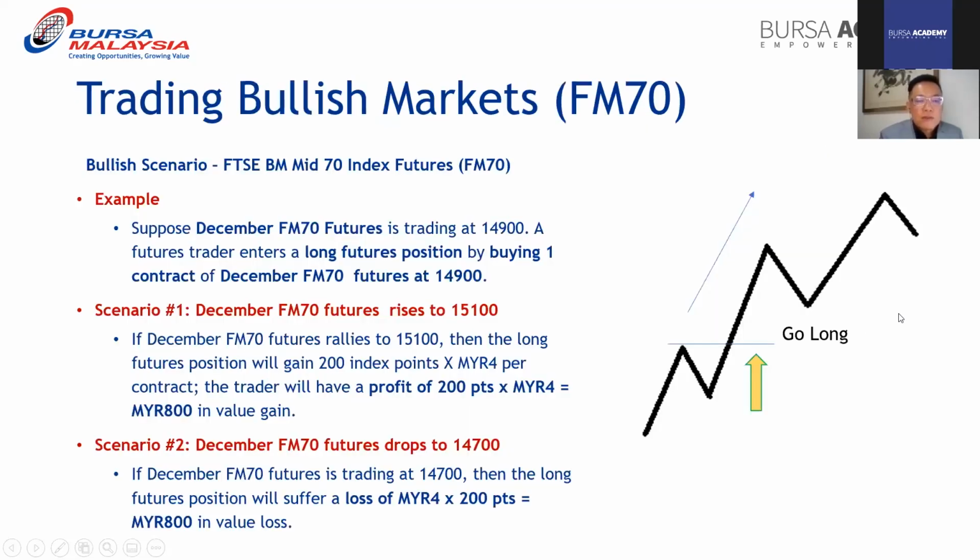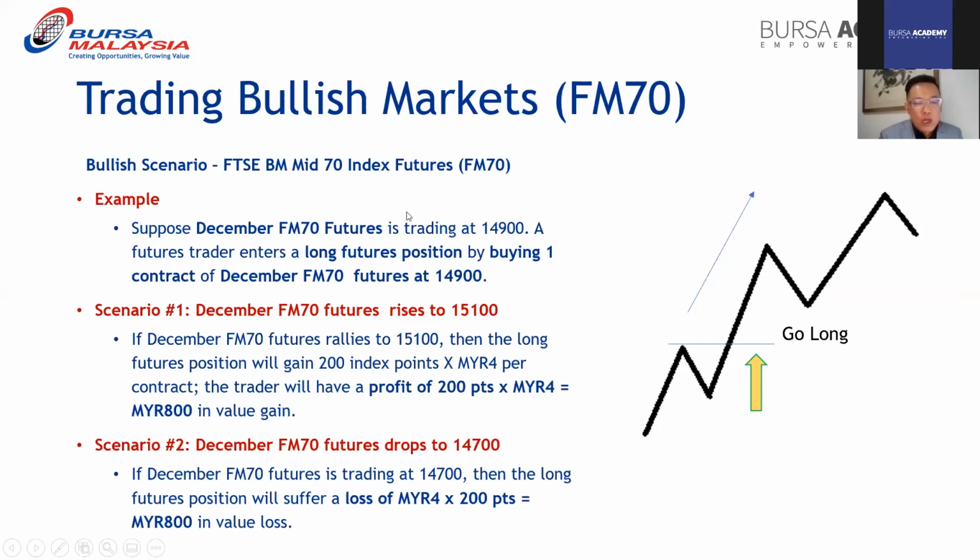So in terms of trading bullish markets or bearish markets, for those of you who joined us before the session started, you've seen some examples of the calculations. But we'll go through it quickly just to give you an understanding for those who are totally new to index futures. Just now we spoke about the FM70. Every single point is 4 ringgit. So here is an example.